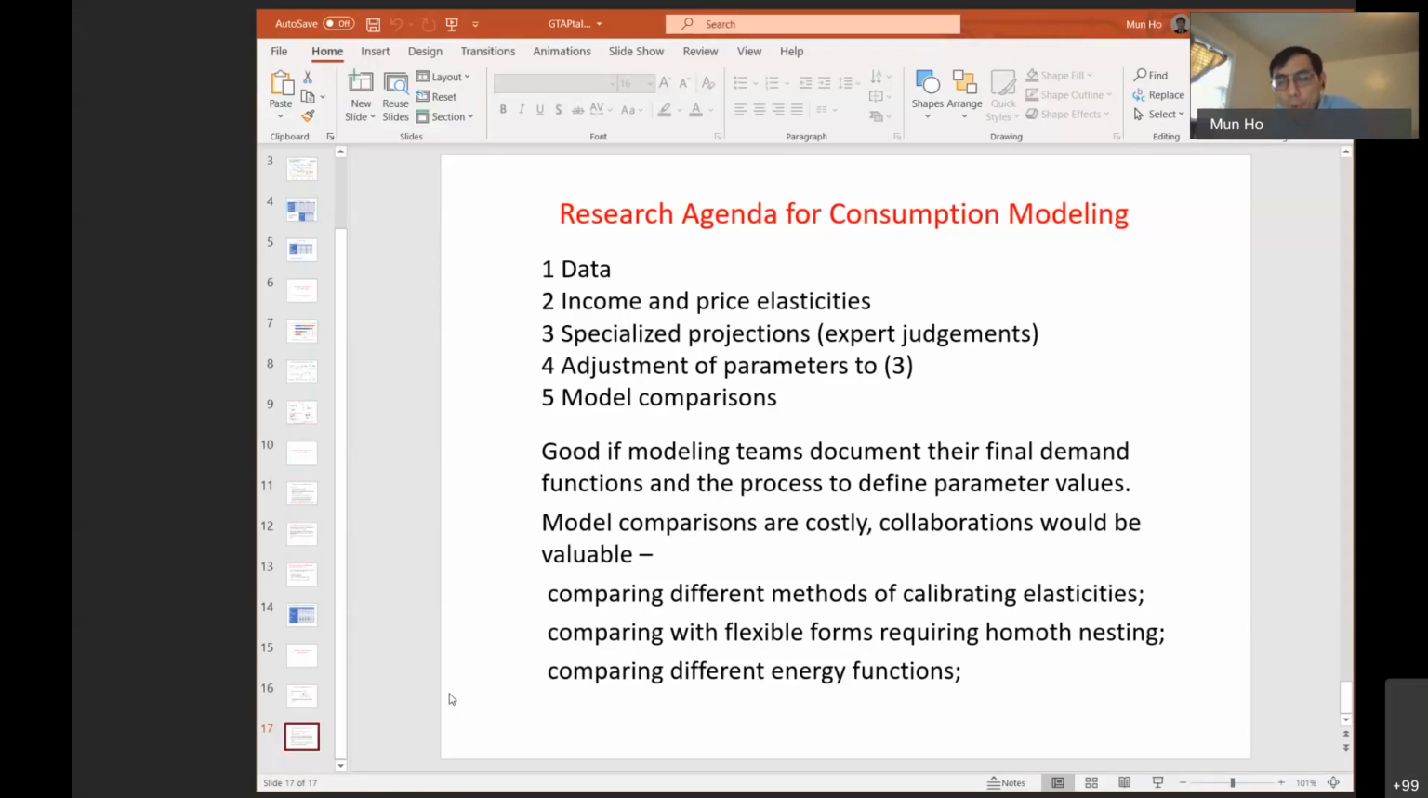somebody will help coordinate this task so we can share this work going forward and have future meetings where we can then share the results of both the empirical estimation as well as the model comparison exercises.